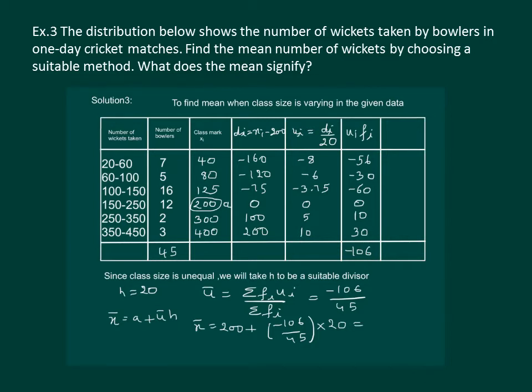This gives us x bar equal to 152.89. This mean tells us that on an average the number of wickets taken by 45 bowlers in one day cricket is 152.89.